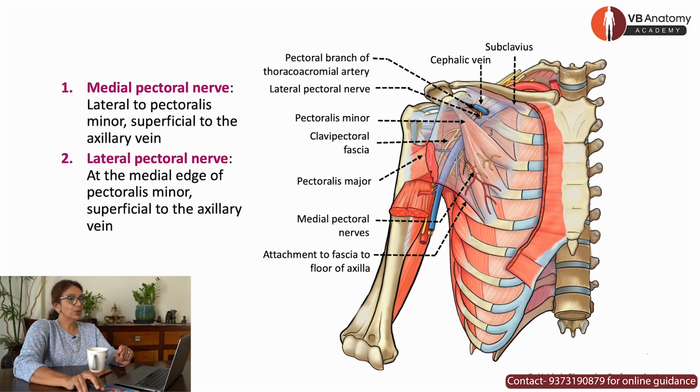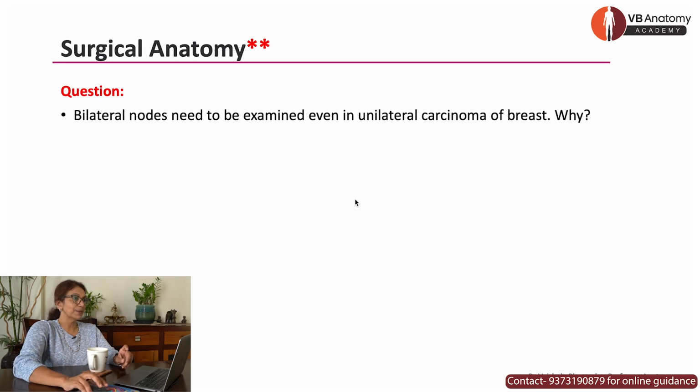Medial and lateral pectoral nerves. Now, medial and lateral pectoral nerves are found in relation to pectoralis minor. Lateral is found above and medial is found below the pectoralis minor muscle.